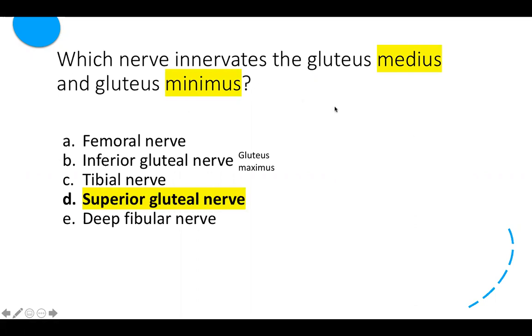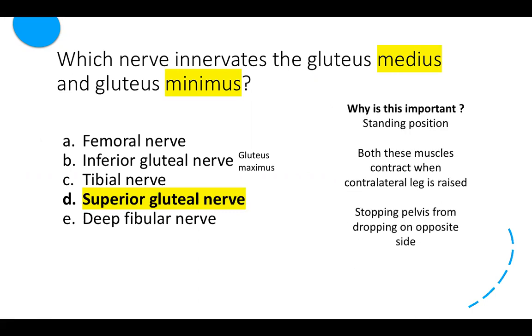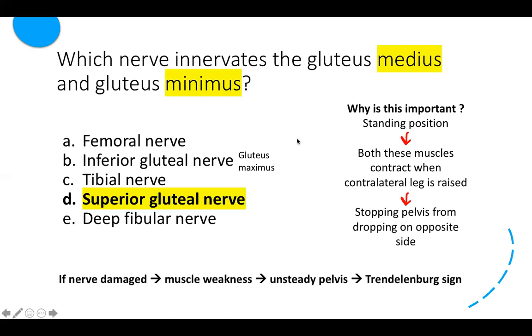So why is it important that I brought up the superior gluteal nerve? When you're in a standing position, both the muscles, the gluteus medius and minimus, contract when the contralateral leg is raised. And then that stops the pelvis from dropping on the opposite side. If your superior gluteal nerve was damaged, you'd have muscle weakness of the medius and minimus, which would lead to an unsteady pelvis. And then you could see a Trendelenburg's sign, Trendelenburg's gait. And that's basically an abnormal gait, which leads to dropping of the pelvis on the contralateral side.